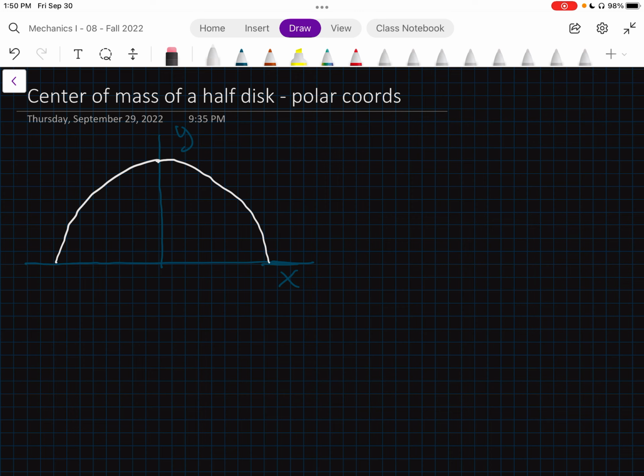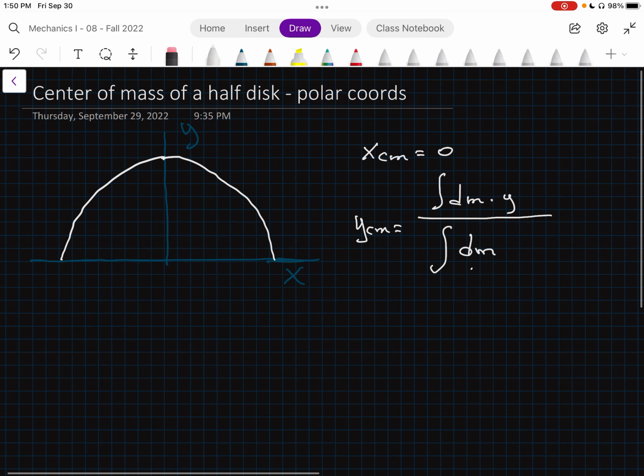So, in the x direction, we can just argue based on symmetry that there's as much mass on the left side over here as there is over here, and so the x center of mass is equal to 0. We could calculate that as well, but for now we'll just go ahead and use that symmetry argument. So now I want to find the y center of mass, and so recall that the equation for center of mass is the integral of each mass element times its y position, and then I'm going to divide by the integral of all the mass elements, right? And this is really just total mass here.